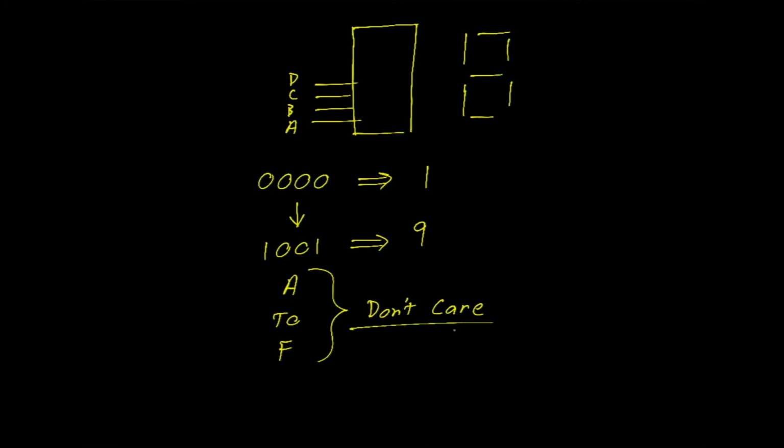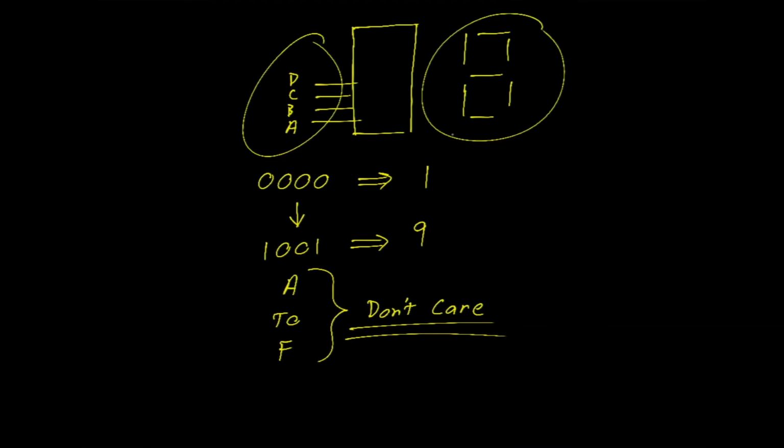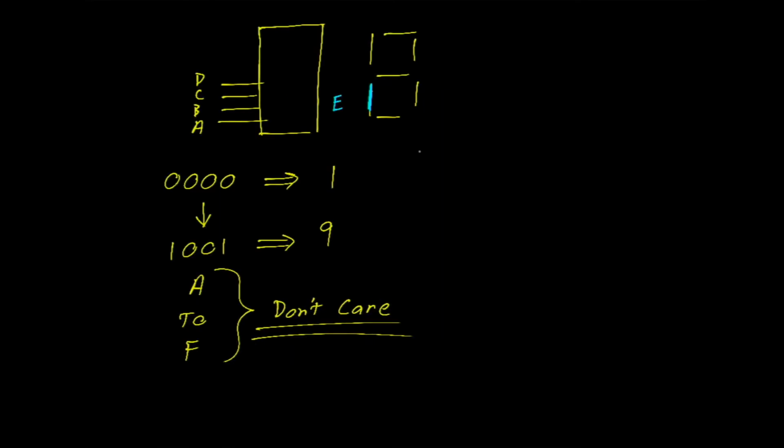The reason we don't care is that we're making an assumption that this input will only provide an output with digits 0 through 9. For this example, let's focus in on this segment, which is known as the E segment. Our compact sum of minterms for that particular segment goes something like this.